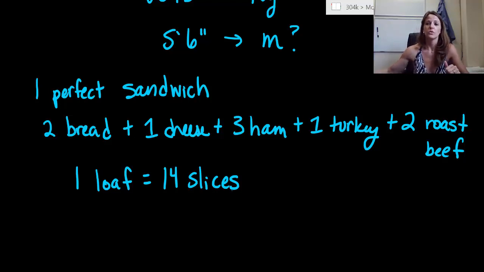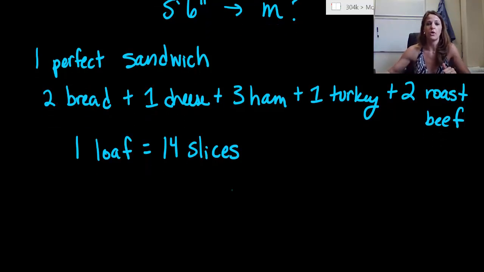So what we do with dimensional analysis is you always start with your most interesting piece of information, or maybe your piece of information that is most specific to that example. So now I said I purchased 1 loaf of bread. That's what's in my hand, so I have to start with that information. So 1 loaf is equal to 14 slices.